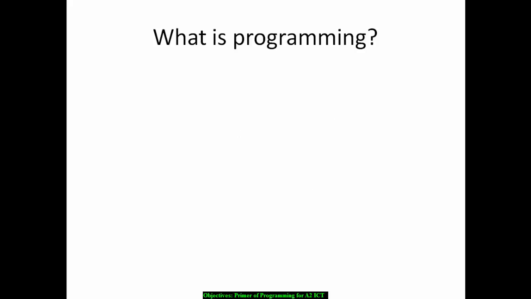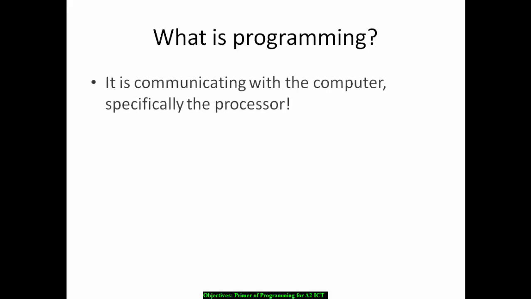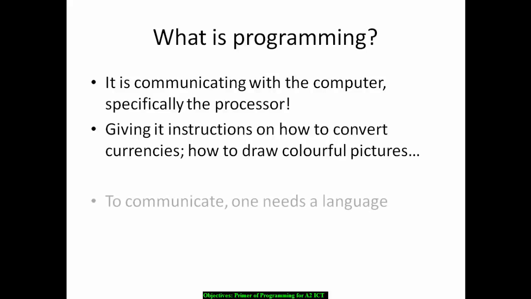What is programming? Programming basically is to communicate with a computer. Specifically, it's the processor you're communicating with by giving instructions and telling it what to do. For example, you tell it how to convert currencies between US dollar and British pound.